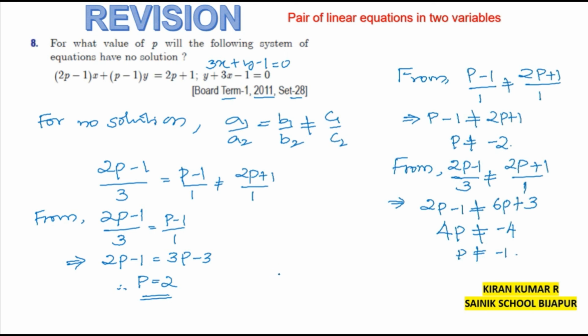Now I can consider, therefore, system has no solution when p equal to 2.